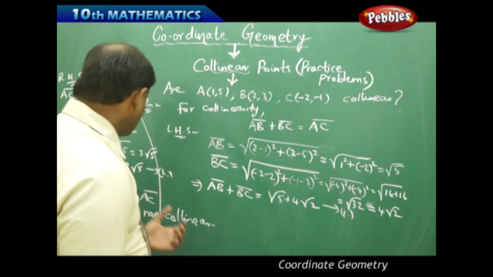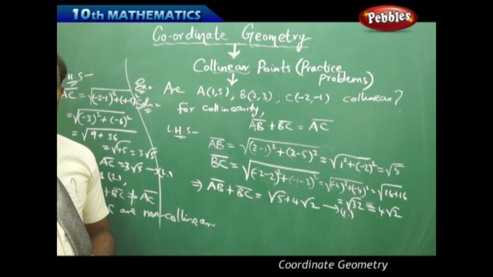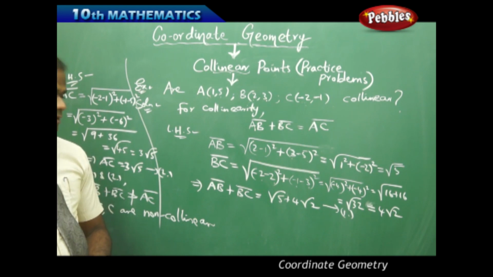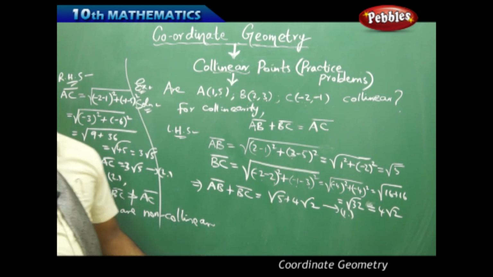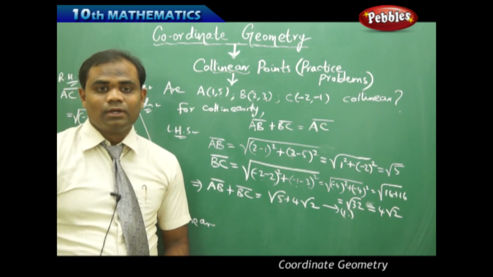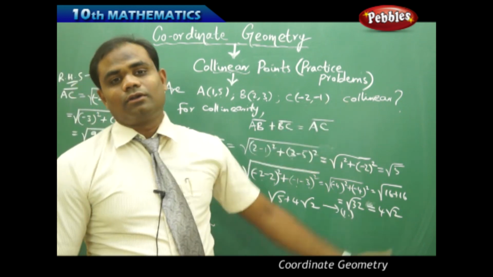If the left hand side was equal to the right hand side, then I could have said that the points are collinear. But since the left hand side is not equal to the right hand side, the points are non-collinear. This is how we justify the given points for collinearity or non-collinearity.